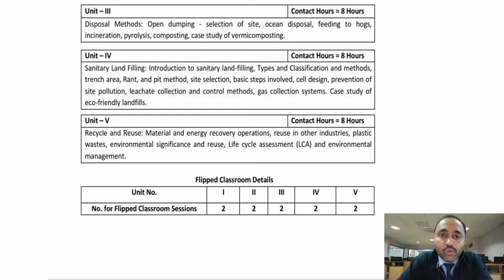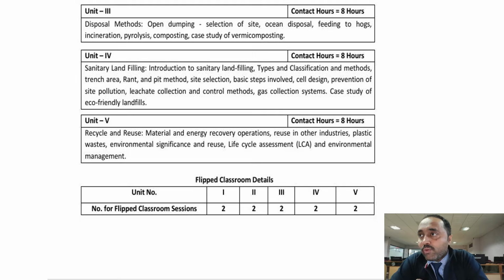Okay, then unit number 4, we are going to talk on sanitary landfills, which is linked with the objectives. You are going to see which type of sanitary landfills you are going to identify, its classification, its method, and the site selection related to it. And also, you are going to have problems related to cell design, where you are going to see how compactable you are going to use this. You are going to dump this solid waste to that particular dumping yard with a proper technique.